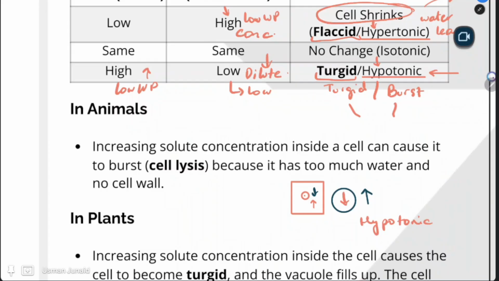Now, considering the same thing, you have higher concentration inside, lower concentration outside. Water potential inside is lower, and water potential outside is higher. I think I drew the same thing again. So, if you have a lower concentration inside, higher concentration outside, water potential lower outside, water potential higher inside. So, water leaves the cell. This is hypertonic.